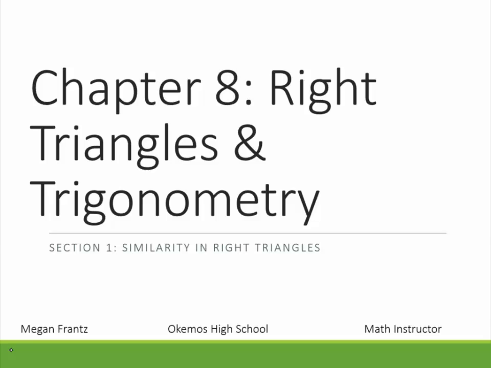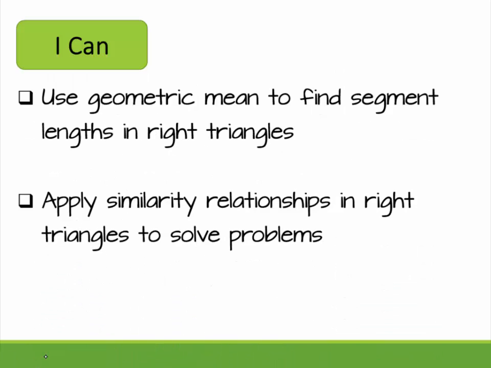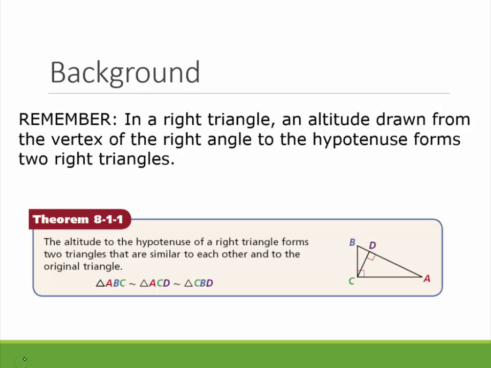In Chapter 8, Section 1, we're going to talk about similarity in right triangles, and we're going to see why everything we did in class today can make sense and be put into a theorem. So by the end of this lesson, you should be able to use geometric mean to find segment lengths in right triangles, and then you should be able to apply the similarity relationships to solve some problems.